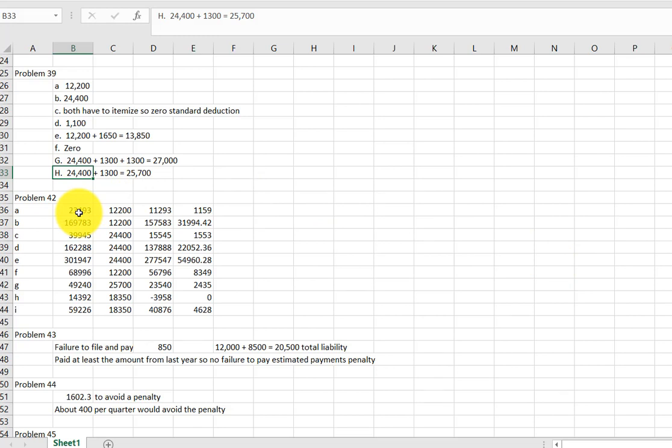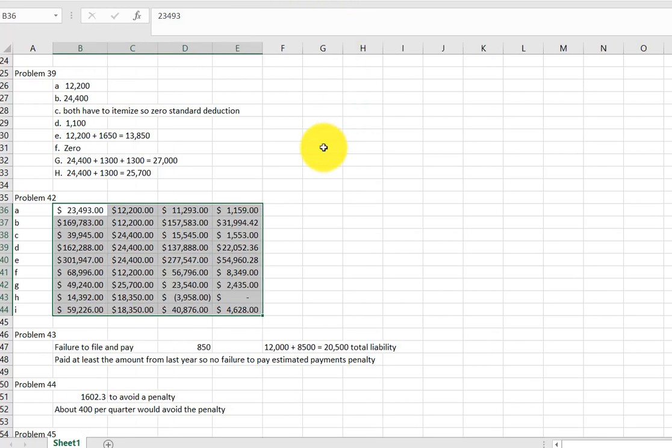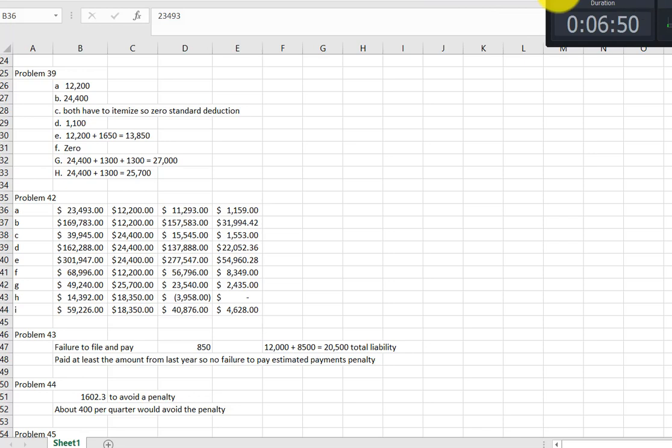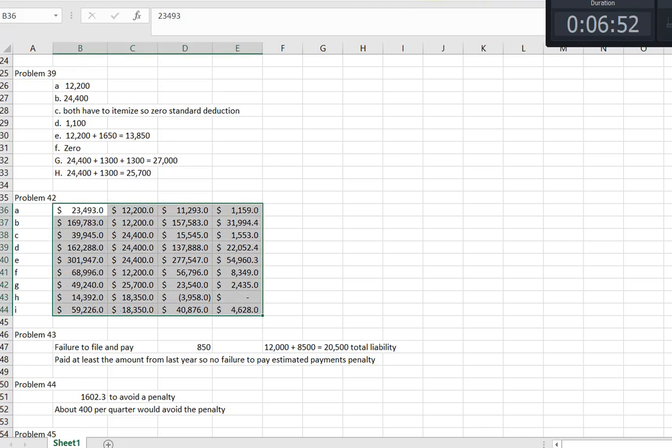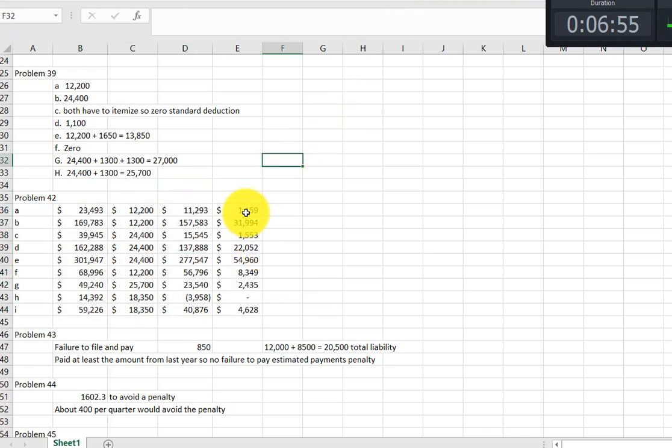Problem 42, we're going to really hammer home the idea of subtracting out the standard deduction, getting our taxable income. How about we make this a little easier to read? All right, and get rid of the zeros. All right, so that makes it a little easier in there. This is our taxable income. This is the income. If it's under 100,000, it's from the tax table. If it's over 100,000, it's from the tax rate table.